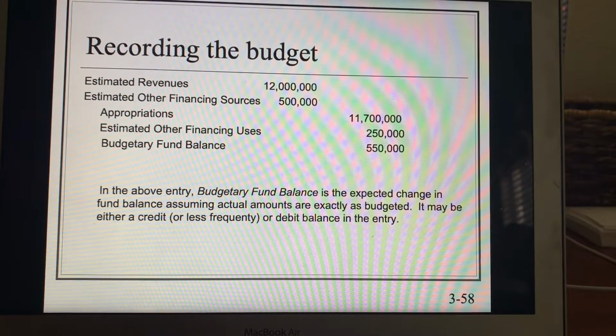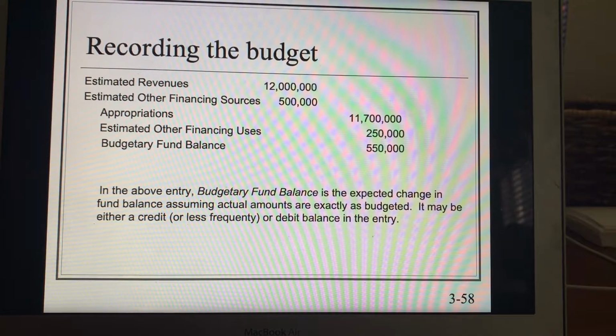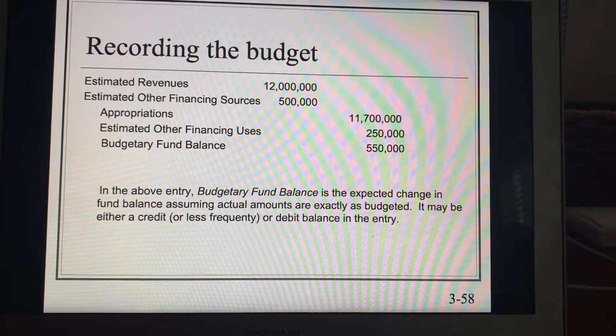Recording the budget: estimated revenue is 12 million, estimated other financing sources 500,000, appropriations 11.7 million, estimated other financing uses 250,000, and budgetary fund balance is 550,000. In the above entry, budgetary fund balance is the expected change in the fund balance, assuming actual amounts are exactly as budgeted. It may be either a credit or, less frequently, a debit balance in the entry.